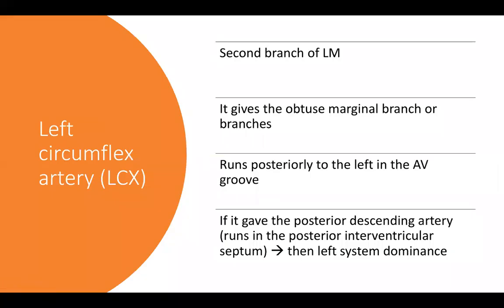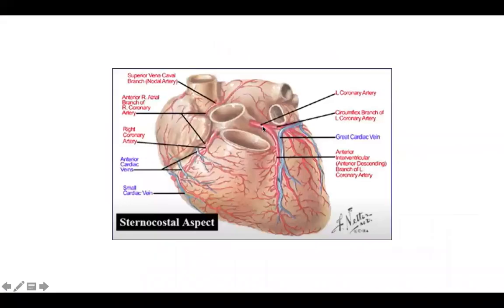After the LAD, let's talk about the second branch of the left main, which is the left circumflex artery. The left circumflex artery is the second branch of the left main. If we go back to our image, this is the left main and this is the LAD going into the interventricular septum and interventricular groove, and the circumflex that turns, as we see, to the left. This is the left, and backwards, going to the AV groove.